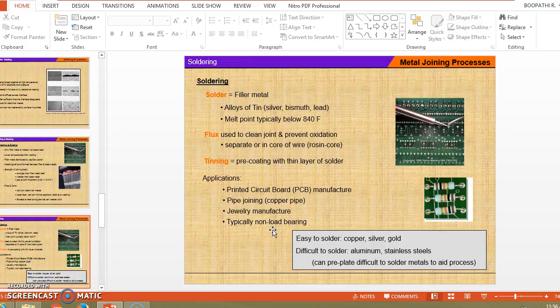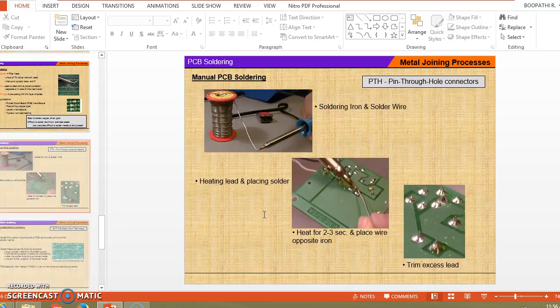Soldering. In soldering, alloys of tin, silver, bismuth, lead are used. Melting point is typically below 840 degrees Fahrenheit. Applications: PCB manufacture, pipe joining, jewelry manufacture, typically non-load bearing.